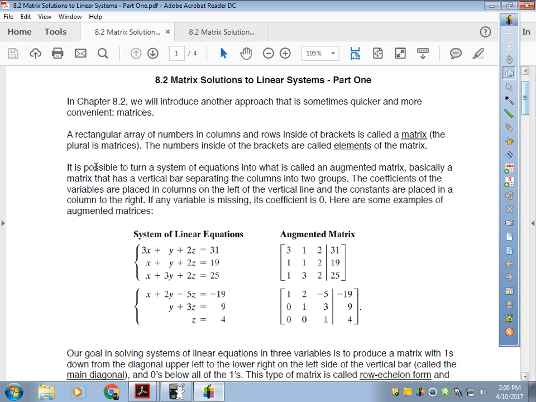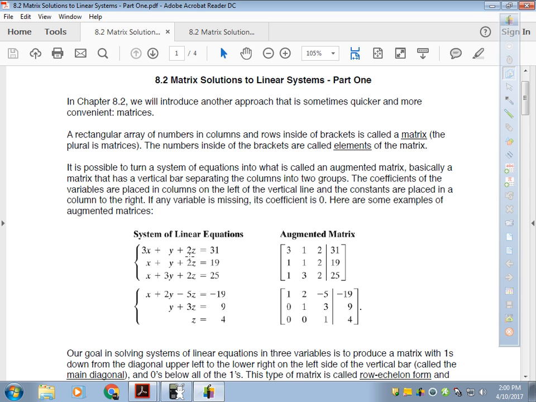So a matrix is basically a rectangular array of numbers split up into columns and rows inside of a set of brackets. The plural of matrix is matrices, and we call the numbers that are inside the brackets the elements of the matrix. Now it is possible to take a system of equations and turn it into what is called an augmented matrix. In this transformation, the coefficients in front of the variables form the columns of these rows, and then on the other side of the dotted line are the constant terms, the solutions here. Now, if a variable is missing, you put in a 0 for its coefficient.